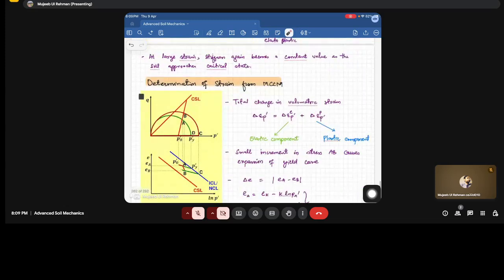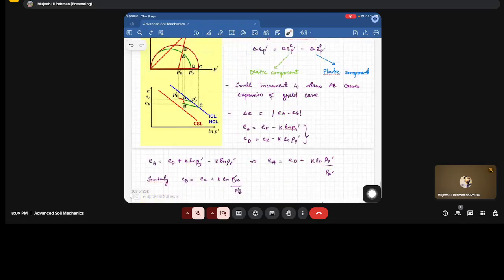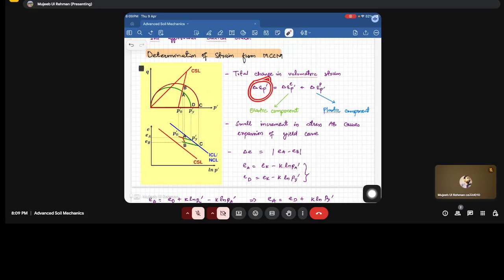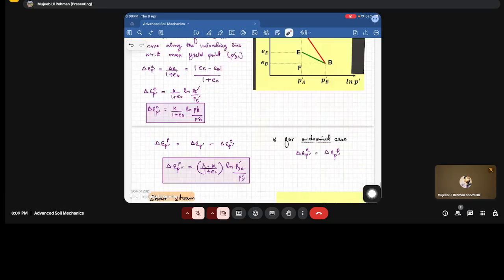The determination of strain from the modified Cam clay model, we said that the total volumetric strain can be separated into the elastic component and plastic component. So we first determined the total volumetric strain from EA to EB, fine, which corresponds to the expansion of the yield curve from D to C. We formulated the equation for the total volumetric strain. Then we formulated the equation for the elastic strain, and plastic strain we determined from the subtraction of these two. Then we determined the shear strain.